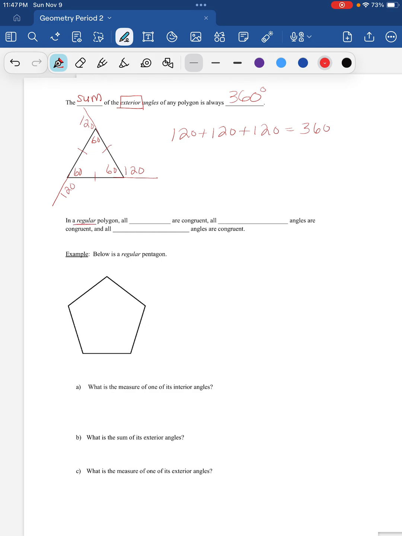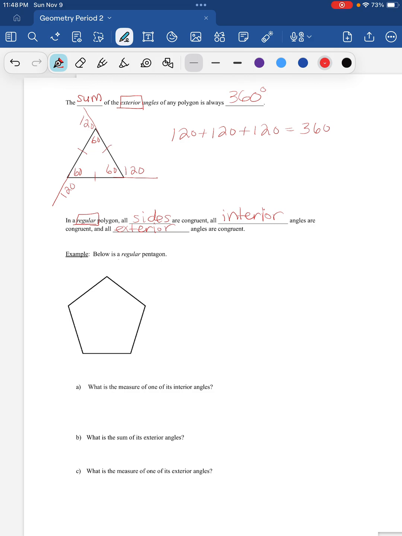Now, a regular polygon. What that means is that in a regular polygon, all sides are congruent, all interior angles are congruent, and all exterior angles are congruent. So that's a new definition. A regular polygon has all sides and all interior and exterior angles congruent. So let me try an example about where we would see a regular polygon come up.